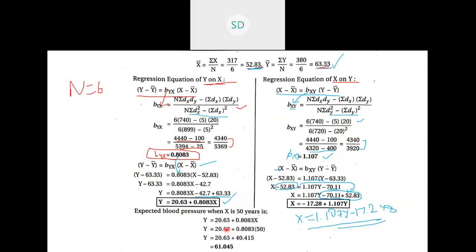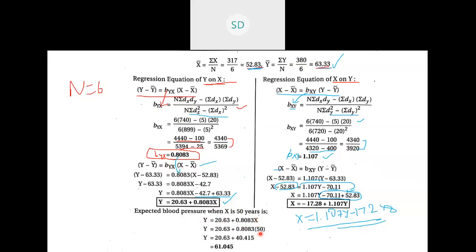So if you see here, y on x, which we have solved here, y is equal to 20.63 plus 0.8083x. Now if we use this equation, we know the value of x, which means we can predict the value of, or find out the value of, y. So let us see, by applying 50 in the place of x. Expected blood pressure when x is equal to 50 years is y is equal to 20.63 plus 0.8083x. In the place of x, I am replacing it by 50.